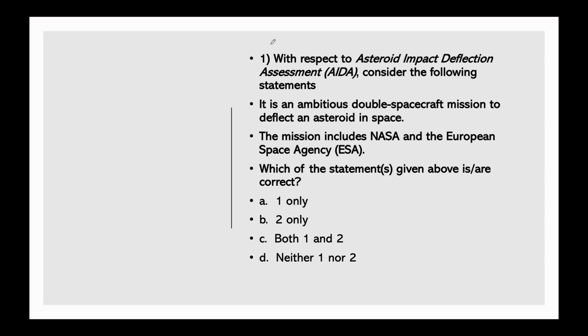So now this is a question for you. With respect to asteroid impact deflection assessment, consider the following statements. One: it is an ambitious double spacecraft mission to deflect an asteroid in space. Two: the mission includes NASA and the European agency. Now, which of the statements given above are correct? Only one could be correct, only two could be correct, both could be correct, or neither one nor two. You can give me the correct answer in the comment box, but after the discussion, obviously, you will get to know the answer.